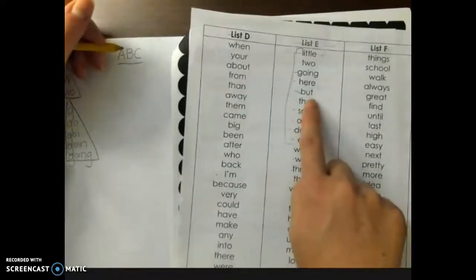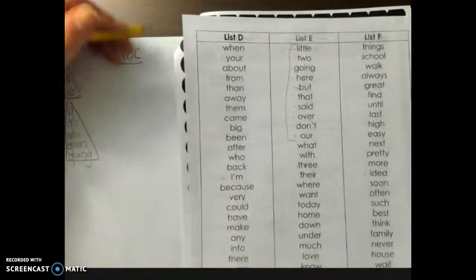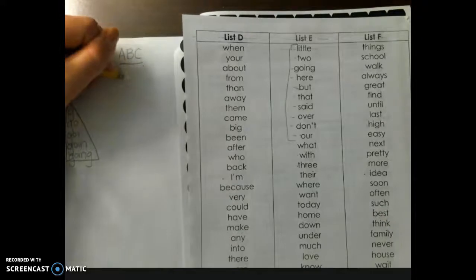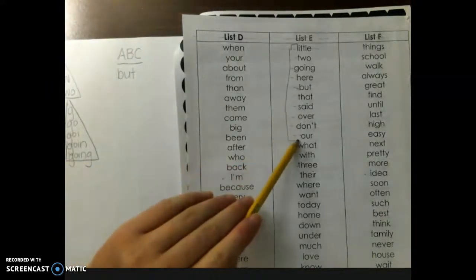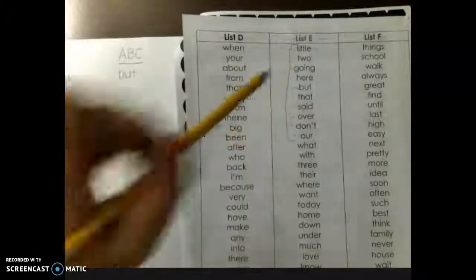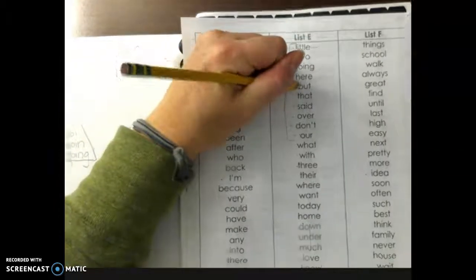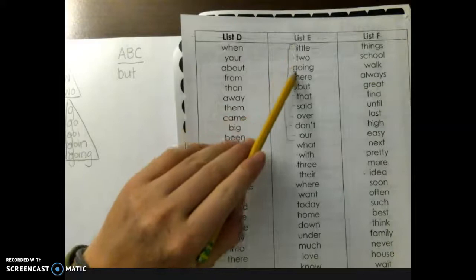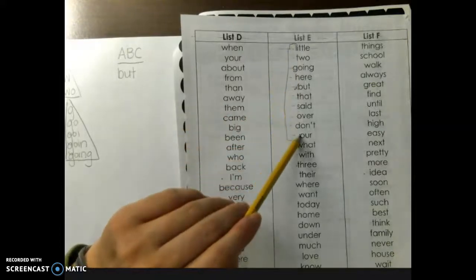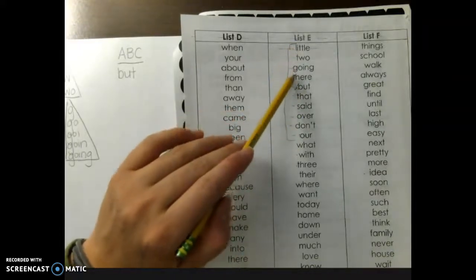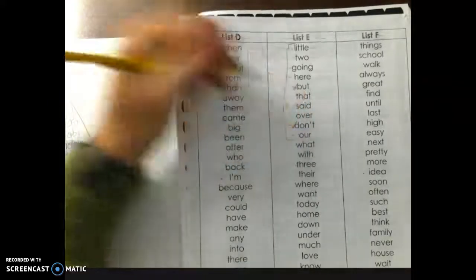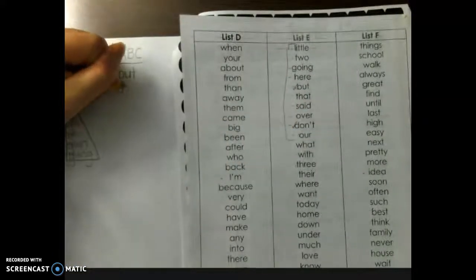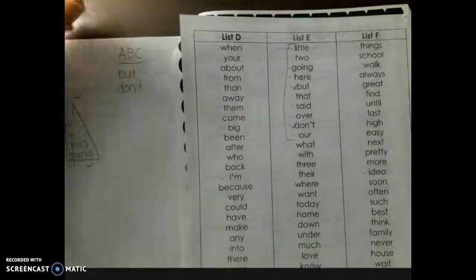First word is B, because that's the first letter in the alphabet. So but. Do I have any more B words? No. What about C? And I'm going to put a little check next to this so I know I did it. C. None of those words start with C. What about D? Ooh, don't starts with D, so I'm going to put a check next to don't. And that will be my next word.